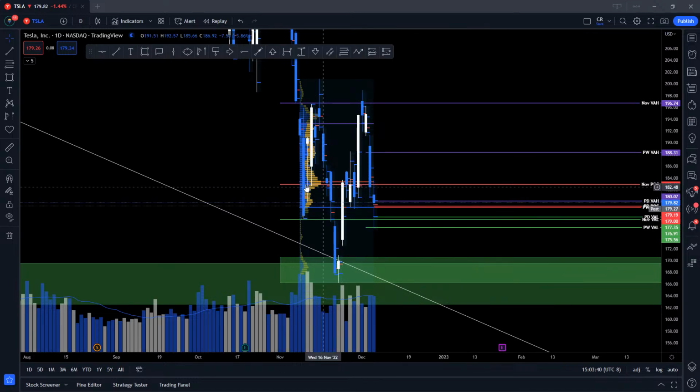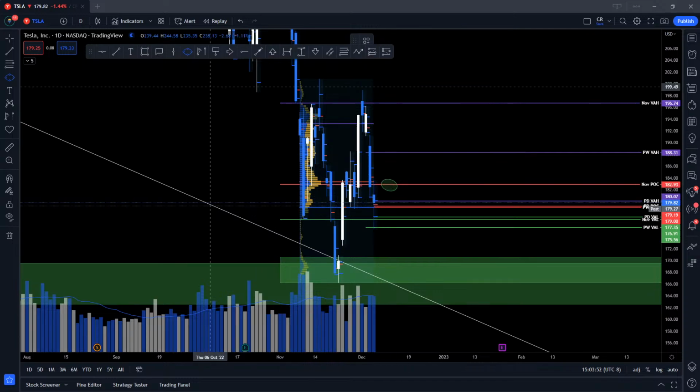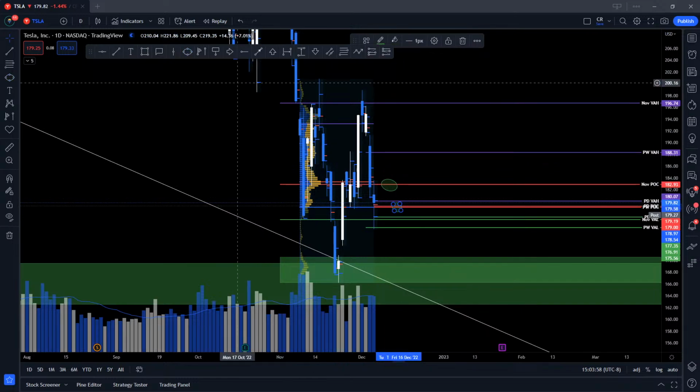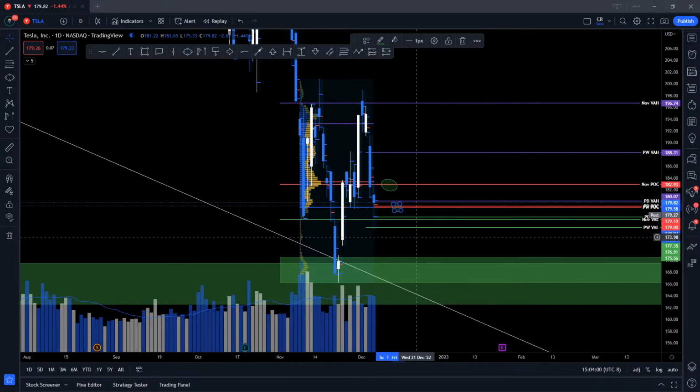November POC is good too if we happen to retest this. I would go short here. So those are your trades. Short there. That would be our retest. And then short here if it gives it to you. Break below, retest, and then down.